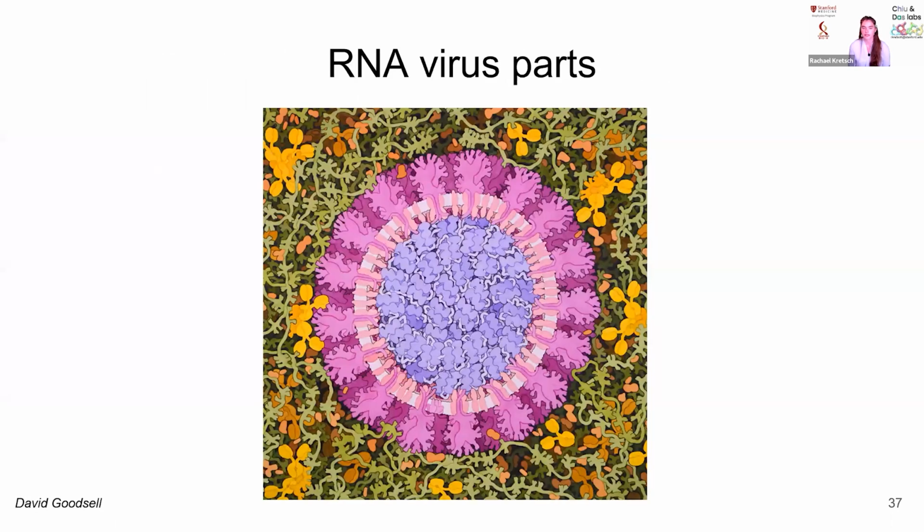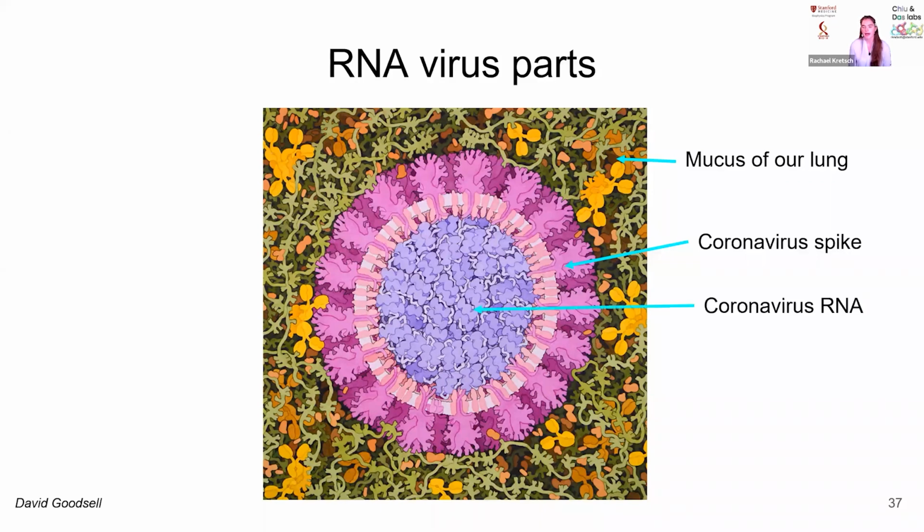So what are these viruses? Well, here's an artistic picture of the coronavirus. And in yellow and green, we have the mucus of our lungs. So that's the environment the coronavirus is floating around in. In pink, in the sphere, we have the coronavirus spike protein that you may have heard of. And then packaged away in the middle is the coronavirus RNA. And that's what we're really interested in studying.